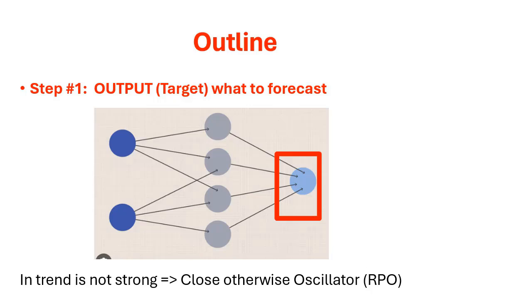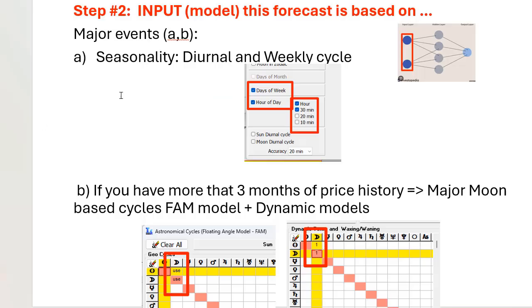This is the first step. The second step is the input. This is the model, what events we use to build the forecast, what the forecast is based on. This is the left side. I recommend 3 or 4 categories of events. The first of them I call intraday seasonality. This is the daily cycle and the weekly cycle. I recommend using the daily and weekly cycles in any case.